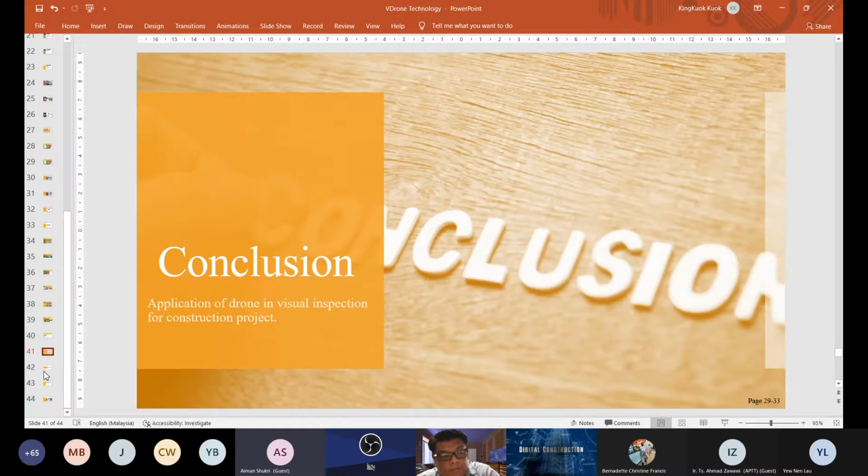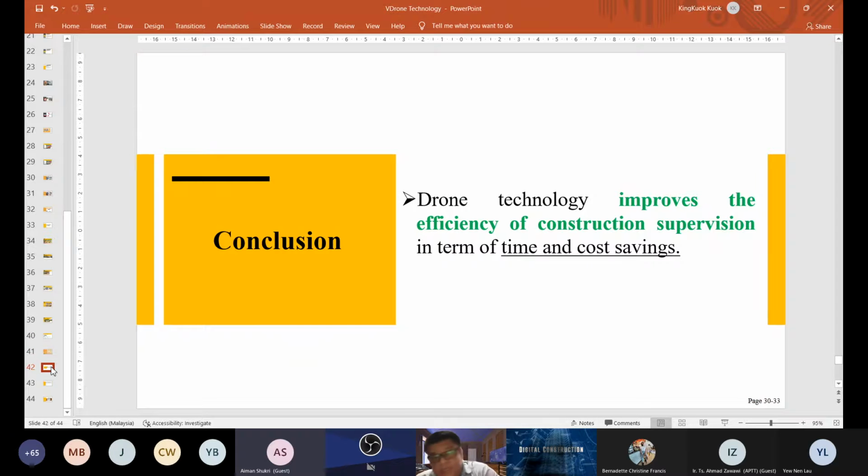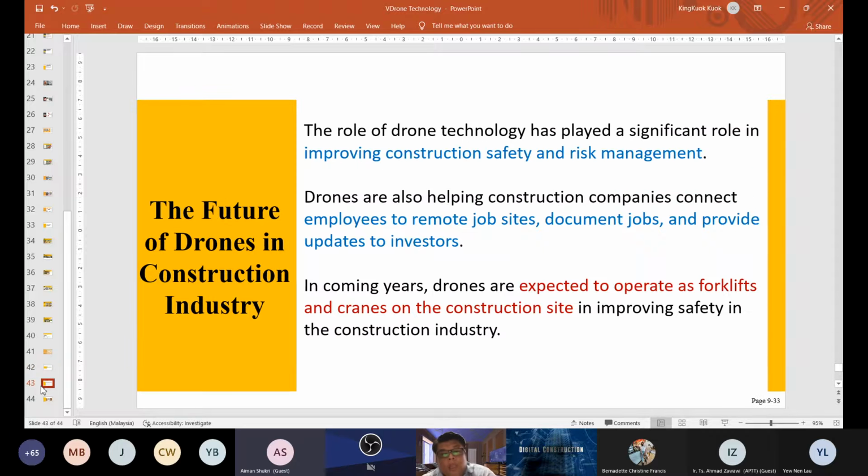Okay, now we come to the conclusions. What I can conclude here is that drone is feasible to be used in project monitoring and inspection. From the simple case study that I shared here, I can conclude that it really saves time and cost for project monitoring and inspection. So, the future of drones. We can see that drones have played a significant role in improving construction safety and risk management, and also help construction companies connect employees to remote job sites. I think some of the drones can fly a distance of 5 kilometers.